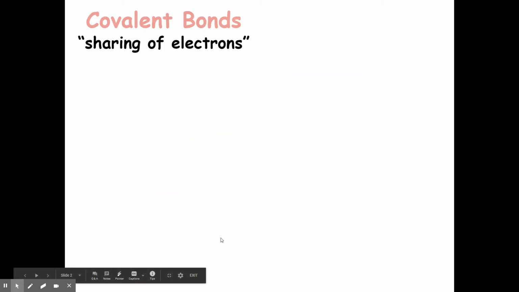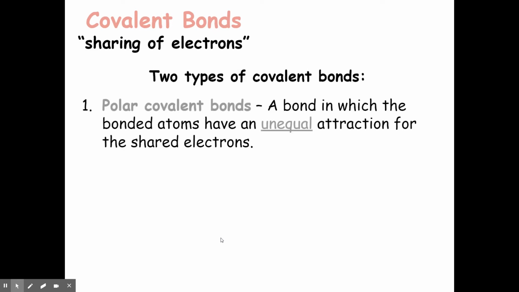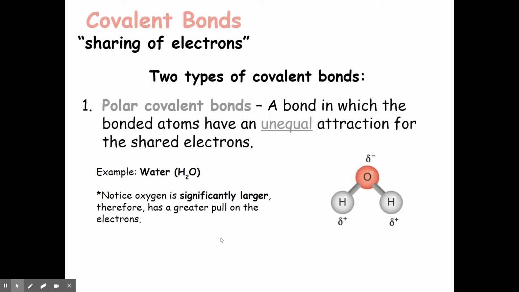So there's two types of covalent bonds. We have the polar covalent bond. This is when they share these electrons, but there's an unequal attraction for them. Usually one atom is much larger than the other, and the electrons spend more time around the larger, stronger, more electronegative atom. Water is one of these, and because of its polarity, it has a negative end or side to it and a positive end or side to it.